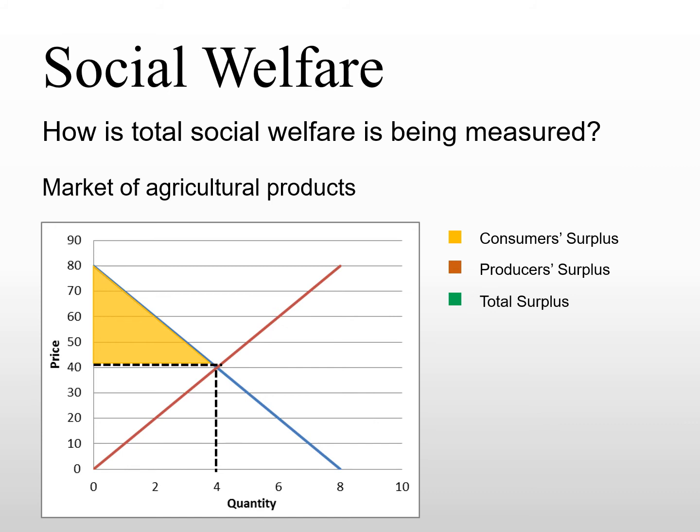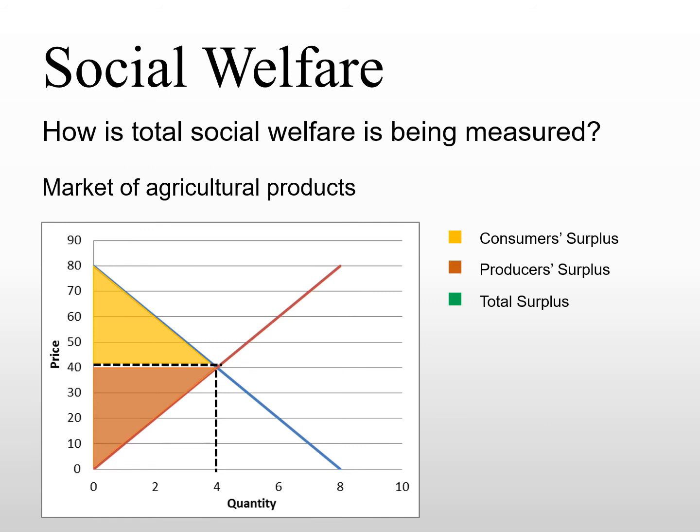On the other hand, if you take a look at the producer surplus side, we have all the firms and producers. They are willing to sell the product at a price that at least covers the cost, which is represented by the supply curve. And they are actually receiving $40 for each transaction they make in the market. So what is the total benefit received by the producer in this case? Well, it is the orange color triangle.